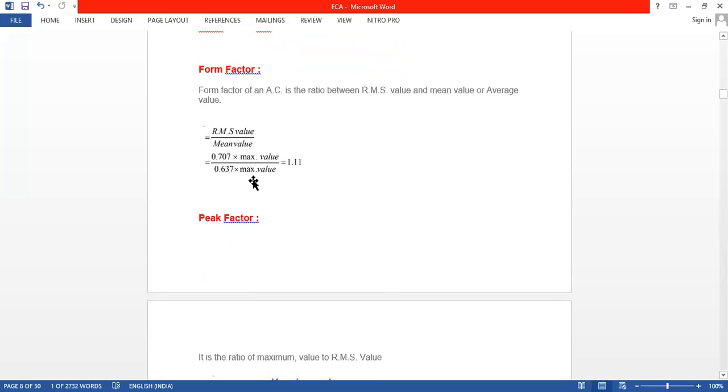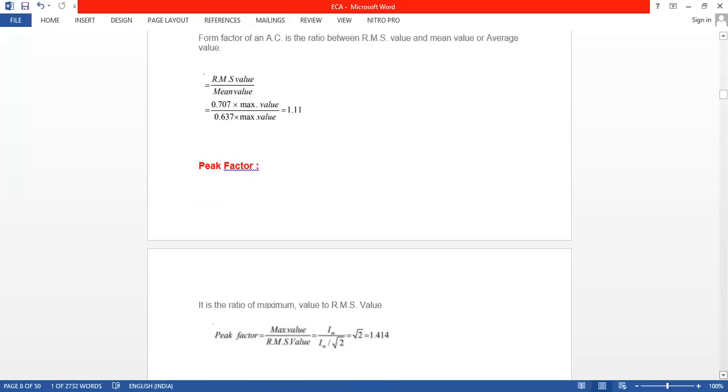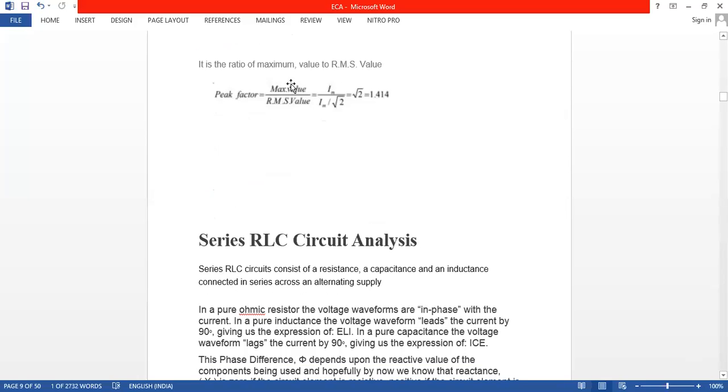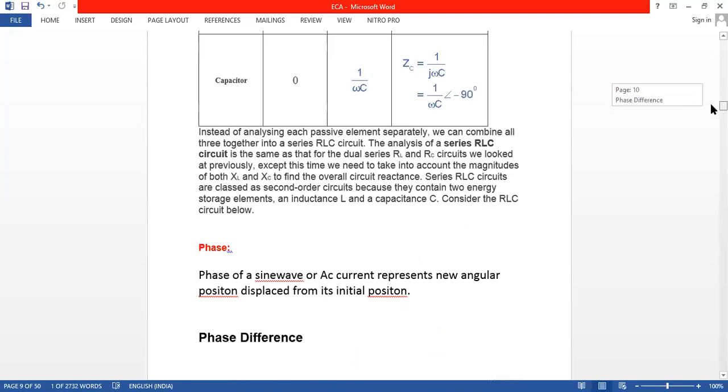Okay. So now the next one is peak factor. Peak factor is the ratio of peak current to the RMS current. Peak factor equals peak current, or maximum current, Im. RMS current is 0.707 into Im; here they have written Im by root 2. So peak factor is peak current by RMS current, Im by 0.707 into Im. Im gets cancelled. 1 divided by 0.707, how much? 1.414. So you must remember 1.414. The form factor is 1.11, and the value for peak factor is 1.414.